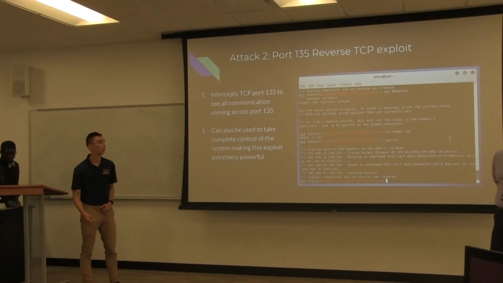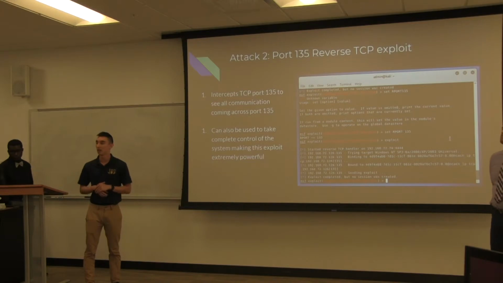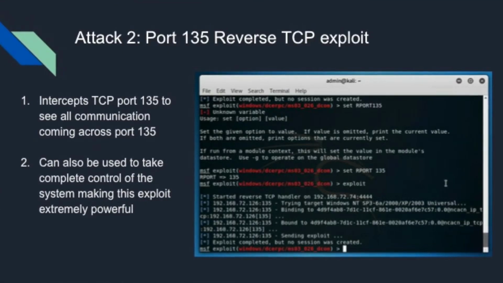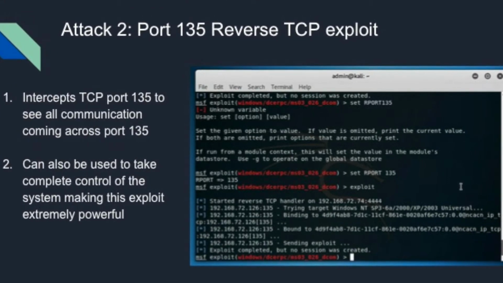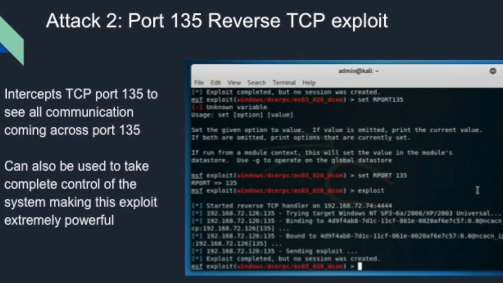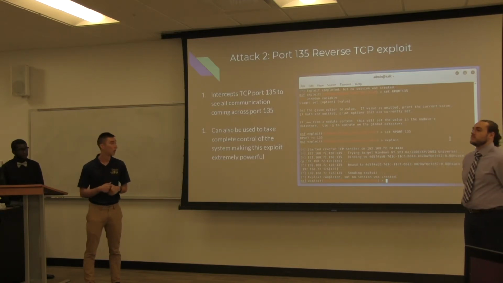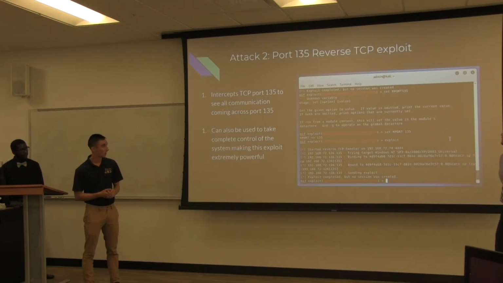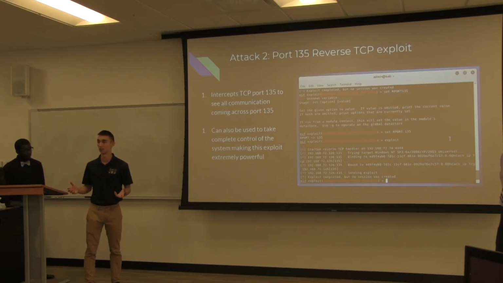This one's pretty cool. Another vulnerability to the system was TCP port 135. What you could do with this is see all the communication coming across port 135 through an exploit. I set the R port to 135, and then I just said exploit, and it set up a reverse TCP handler to my IP address on port 4444, and it targeted that Windows IP address. So with this, you can basically take over systems.